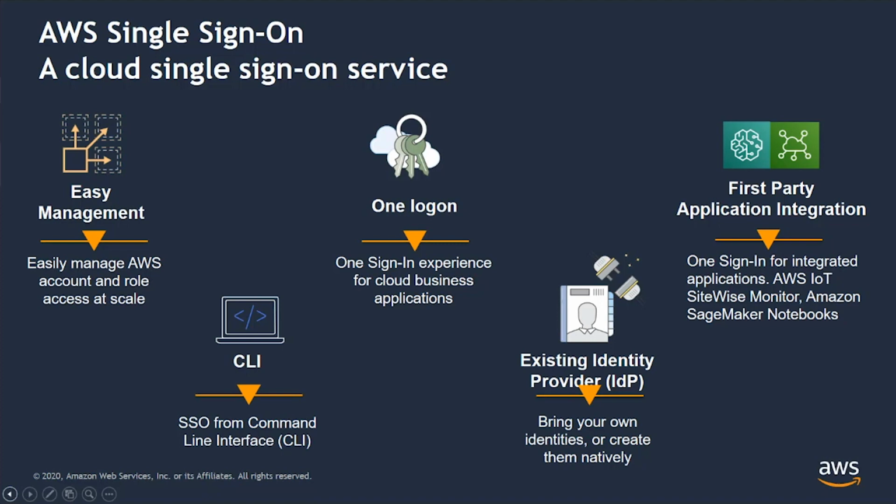And as is the focus for this talk today, we're going to be looking at how you can actually bring your existing identity provider and how you can leverage the investments that you've already made in those identity providers today and bring them to Amazon Web Services. And not to forget to mention that you have first-party application integration as well. So we've got some great stories around using AWS SSO to provision access to your users to Amazon SageMaker notebooks or AWS IoT SiteWise Monitor.